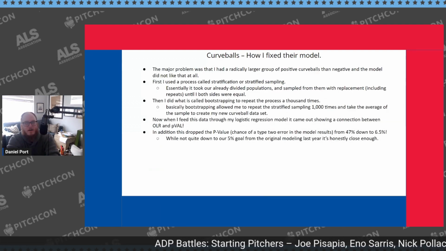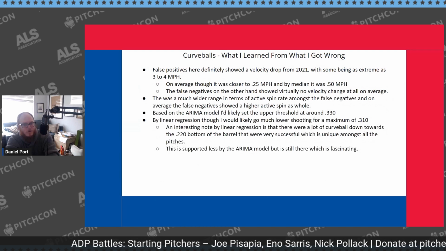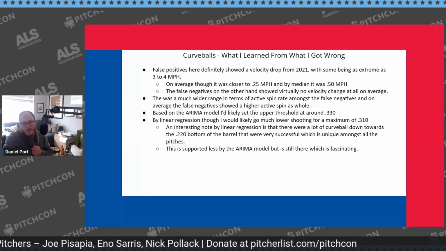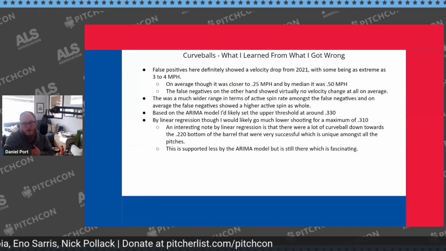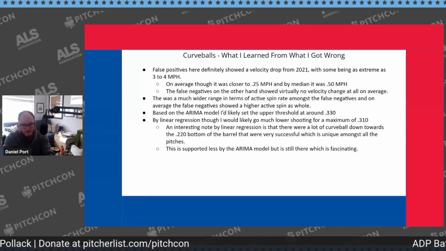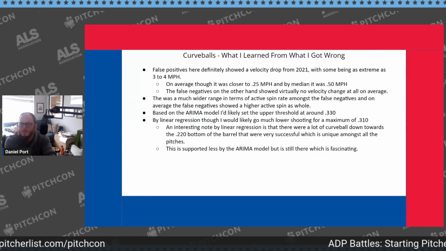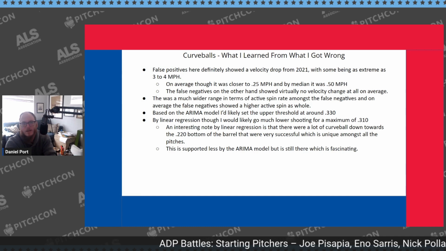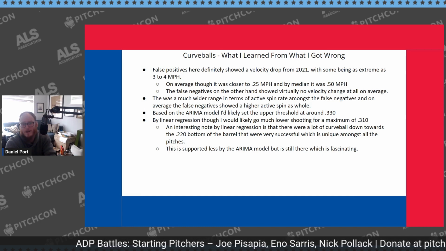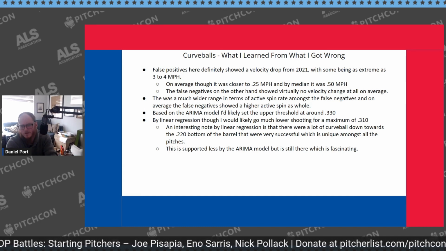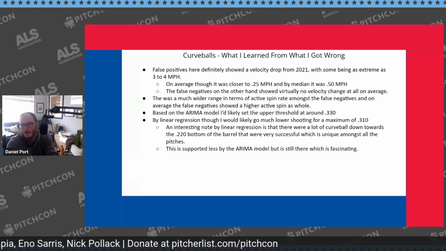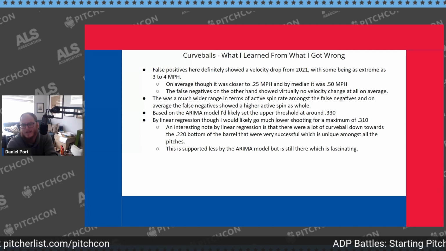So now that I fixed the model, what did I learn from getting them wrong, right? The false positives here definitely showed a velocity drop from 2021. This was another one I didn't expect, because I wouldn't have expected velocity to matter for a curveball, but it certainly seemed to with the false positives. There were some extreme drops of 3 to 4 miles an hour, but on average it was close to a quarter of a mile an hour. By the median, it was about half a mile an hour. So velocity certainly seemed to matter when connected with OLR and its success in the zone.